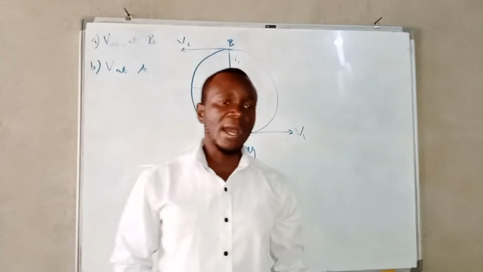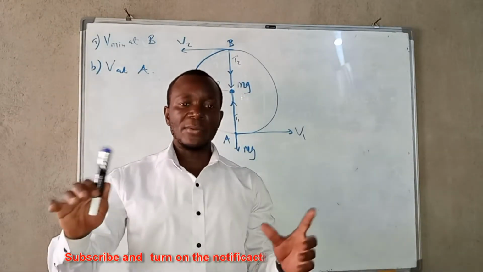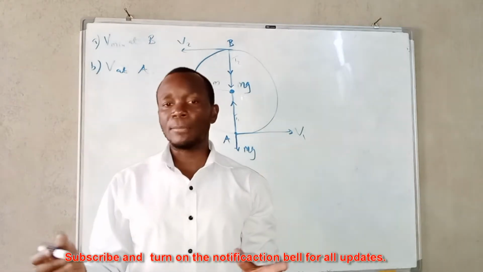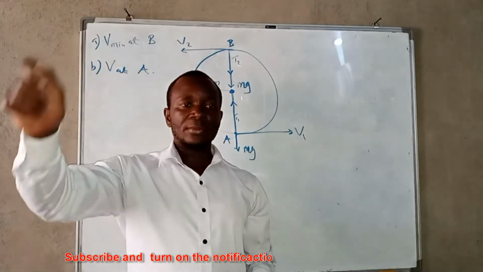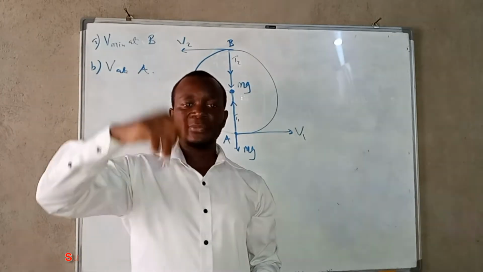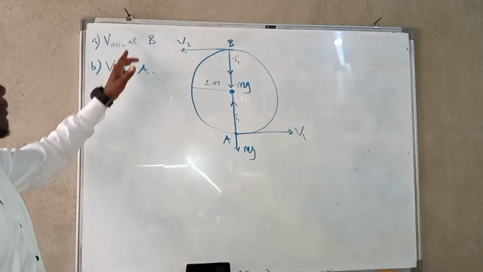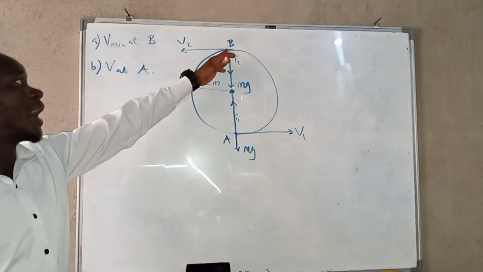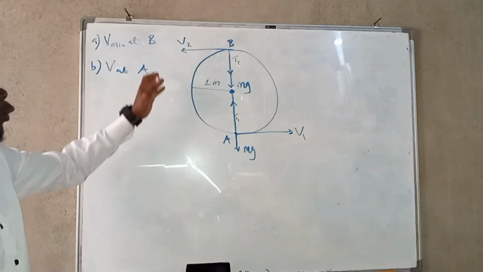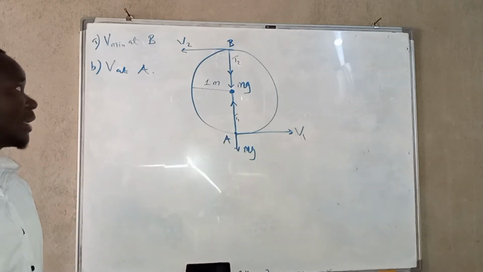It is a scenario where a stopper, or any small object, is tied to the end of a rope. Then you try to whirl it in a circular path. Then what is the minimum velocity, the minimum speed, at the highest point? And what will be the velocity at the lowest point?